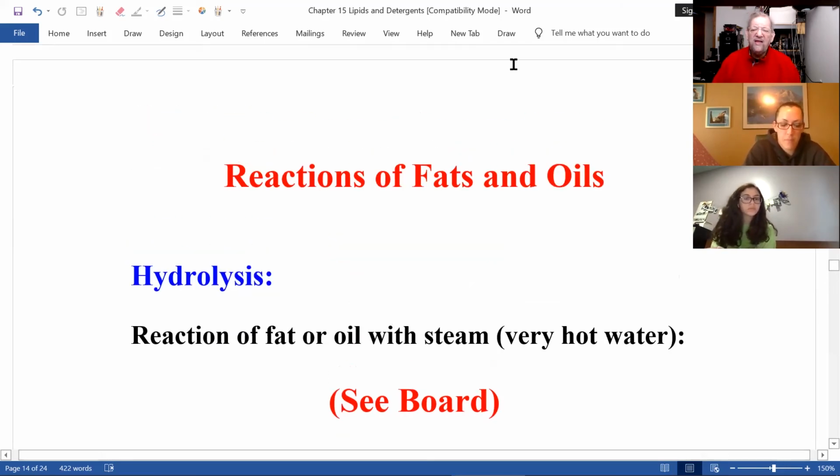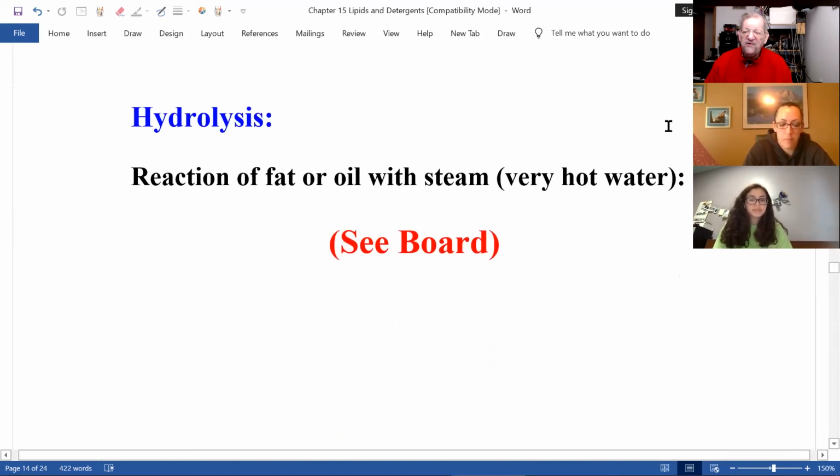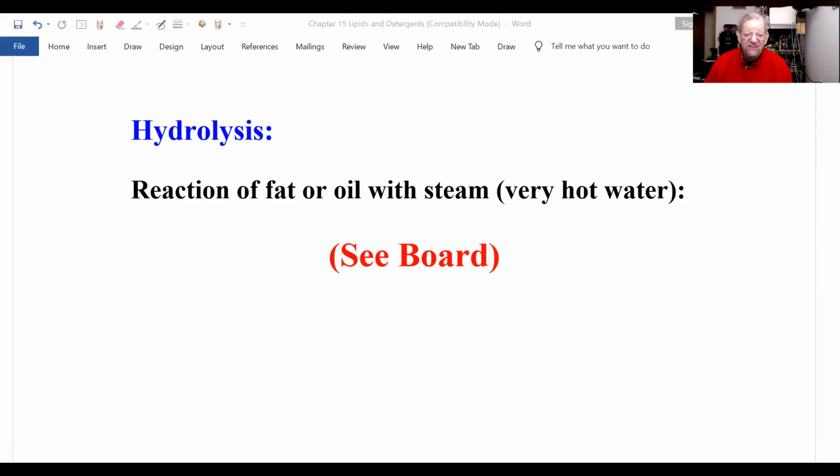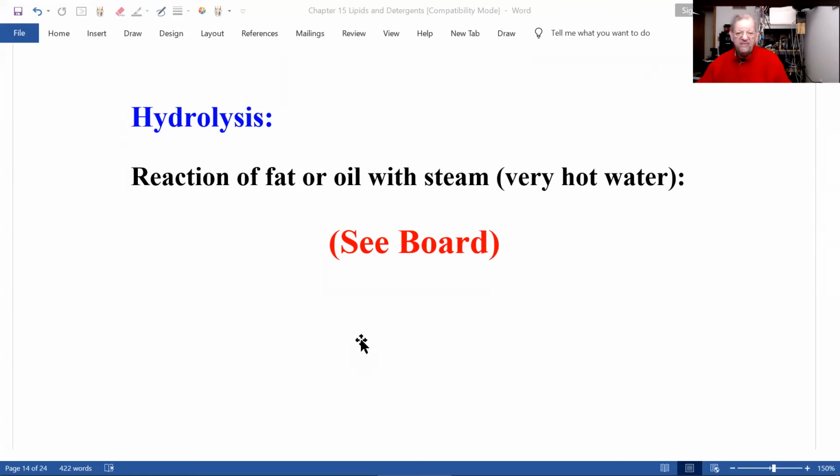All right. I said I wasn't going to do a new reaction, but let's talk about hydrolysis, also known as splitting of a fat or oil with steam. So let me get to my whiteboard. Now, before I do this, in order to give a real life situation, most chemicals used come from tallow or white or yellow grease.